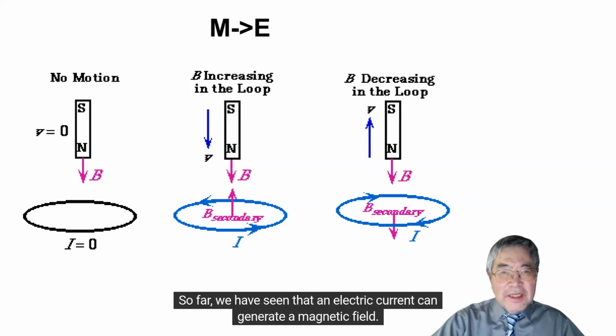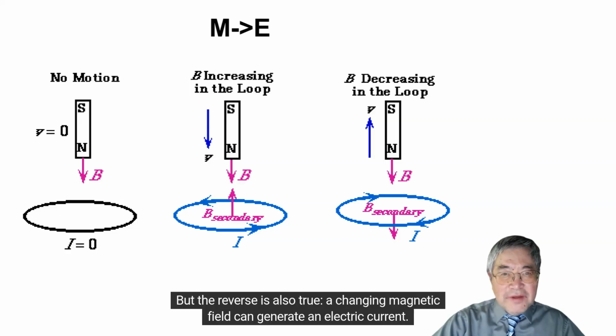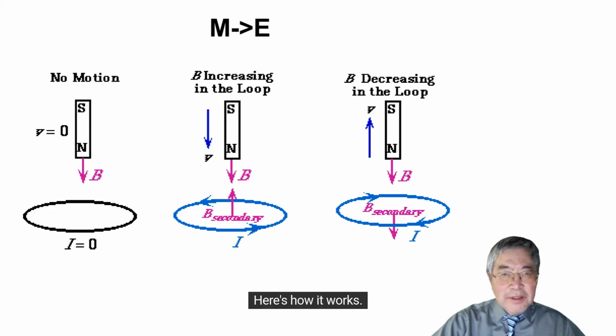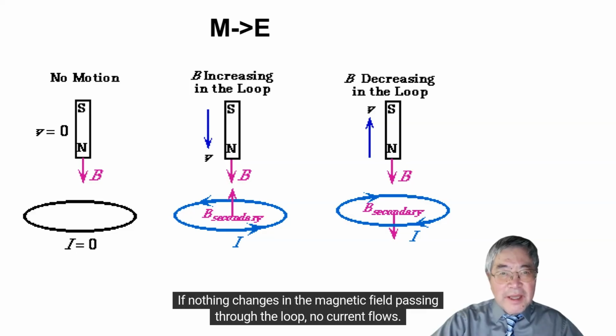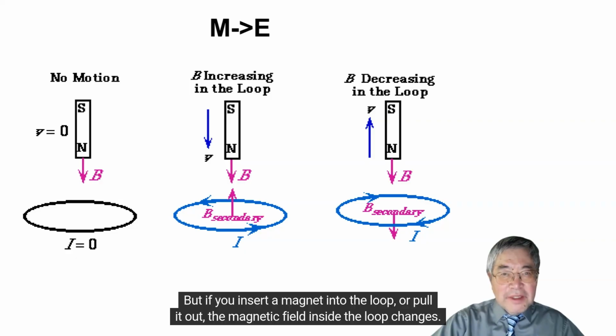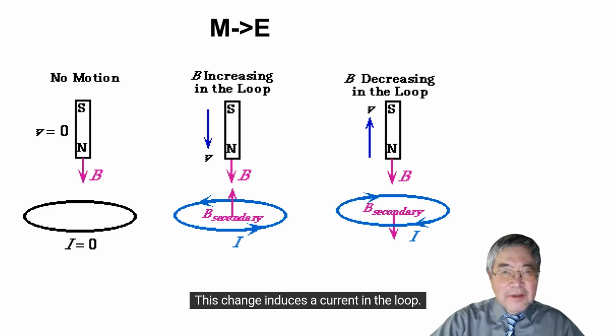So far, we have seen that an electric current can generate a magnetic field. But the reverse is also true. A changing magnetic field can generate an electric current. Here's how it works. Imagine you have a conducting loop. If nothing changes in the magnetic field passing through the loop, no current flows. But if you insert a magnet into the loop or pull it out, the magnetic field inside the loop changes. This change induces a current in the loop. This is Faraday's law of electromagnetic induction.